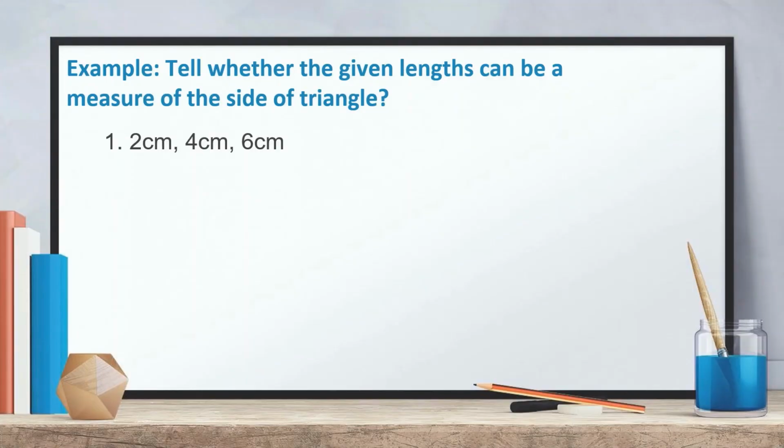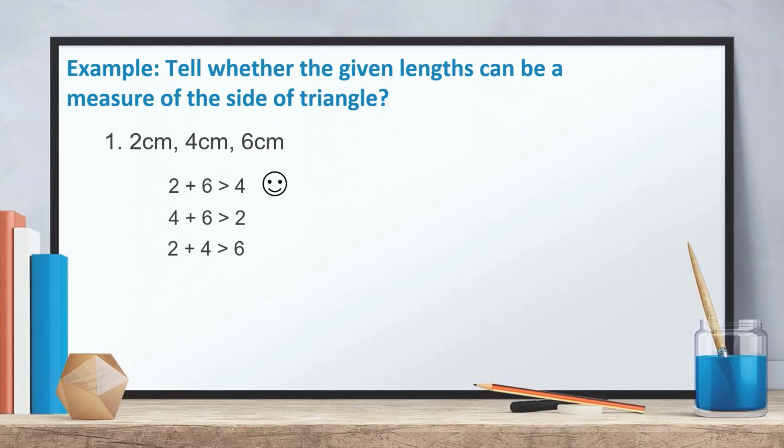For example, let us tell whether the given lengths can be the measures of the sides of a triangle. For number 1, we have 2 centimeters, 4 centimeters, and 6 centimeters. Let's get the sum of the sides. 2 plus 6 is 8, and 8 is greater than 4. Then 4 plus 6 is 10, which is greater than 2. And 2 plus 4 is equal to 6, greater than 6? Is that correct? Let us see.